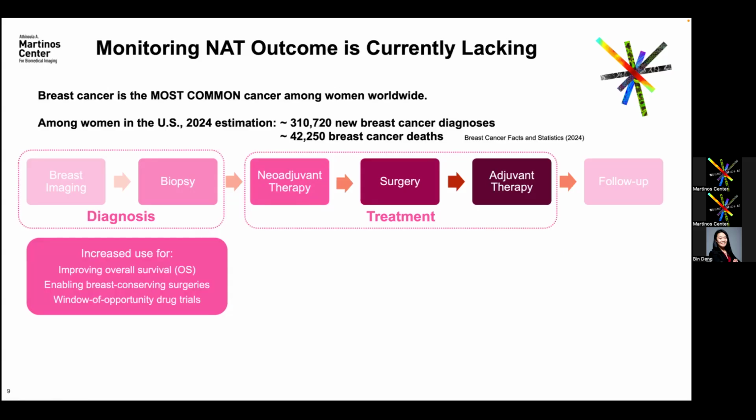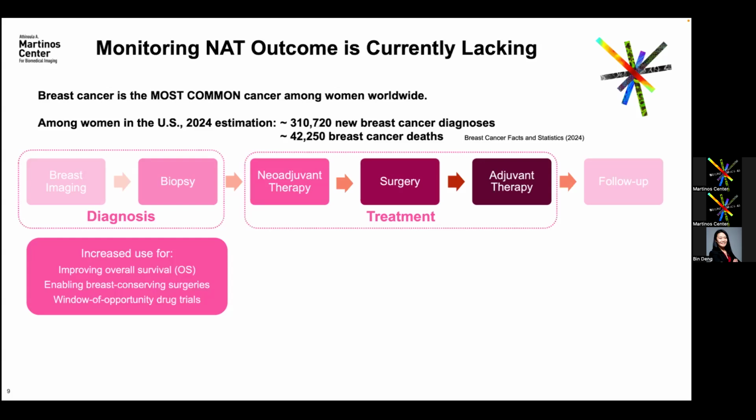And the purpose of this is, research has shown that neoadjuvant therapy can improve the overall survival of breast cancer patients. And also for women with larger lesions, neoadjuvant therapy can help reduce the size of the tumor to make it operable and to have a better outcome. And this window also gives the opportunity for drug trials.